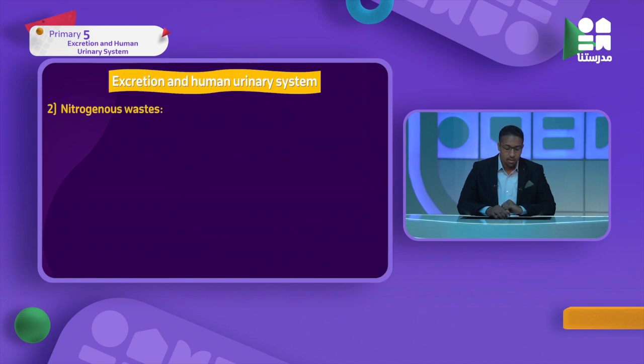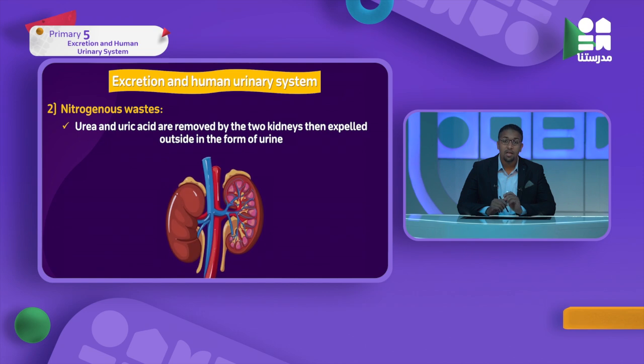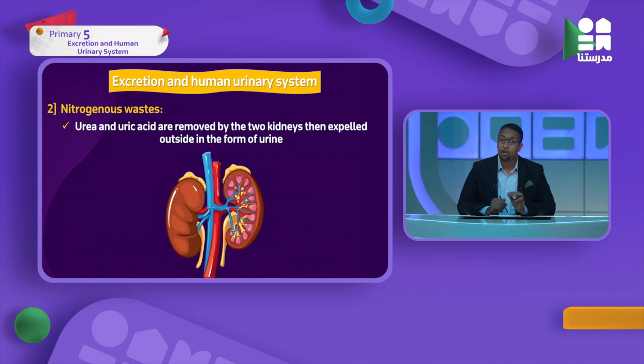Nitrogenous wastes, urea and uric acid, are removed by the two kidneys, then expelled outside in the form of urine. So the two kidneys are very important. The two kidneys are found in the abdominal cavity, and they are very important to filter the blood from urea and uric acid.